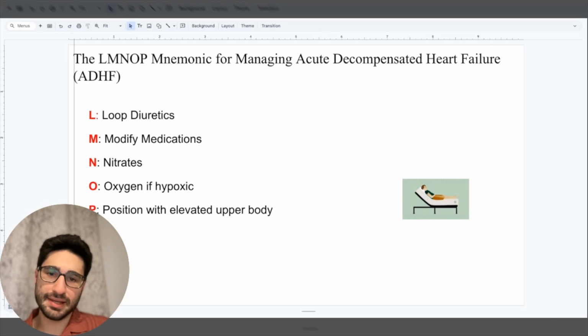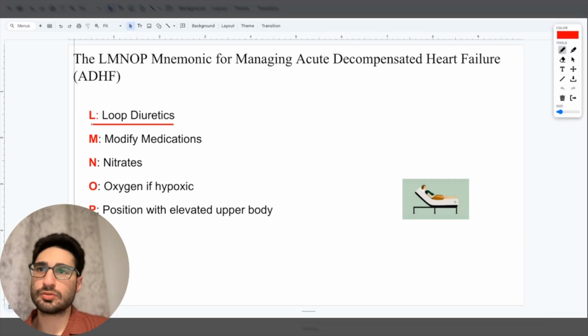And the mnemonic is going to be a handy guide for managing acute decompensated heart failure, and it focuses on interventions to stabilize the patient. So first we have the L. Let me try to draw on this. So the L is going to be for loop diuretics. And we know that loop diuretics work by reducing the preload by diuresing the patient.